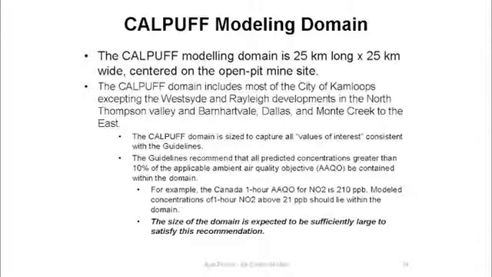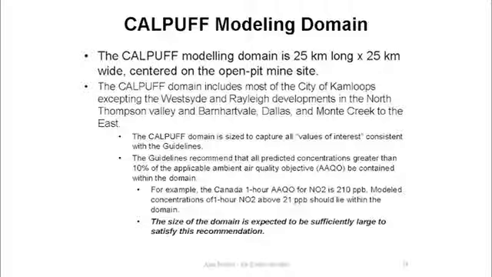I mentioned the domain is 25 by 25, and so the key to that sizing is that the guidelines say that your receptor grid should be far enough out that all your predicted concentrations greater than 10% of the applicable air quality objective are contained within the domain. So you don't want to stop so close that you still have high impacts that are just outside of the domain. You want to model out so that truly the impacts at the fringes are less than 10% of the applicable ambient air quality objective. And the size of the modeling domain in this case is expected to be sufficiently large to satisfy that recommendation in the guidelines.